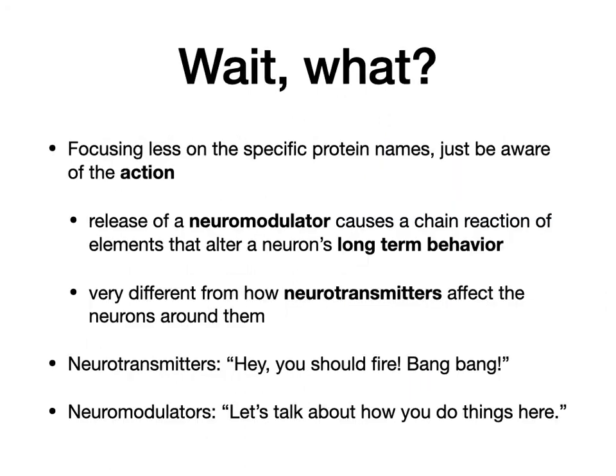And so that's why I said this slide, wait, what? We're trying to focus less on the specific protein. That was just an example. Just be aware of the action, right? So the release of a neuromodulator causes a chain reaction of elements that alter the neuron's long-term behavior. Now, long-term has various meanings here. It could be over the course of a few seconds, or a few minutes, hours sometimes, depending on what the cell's specific interactions are doing.